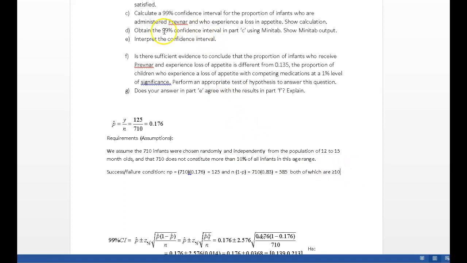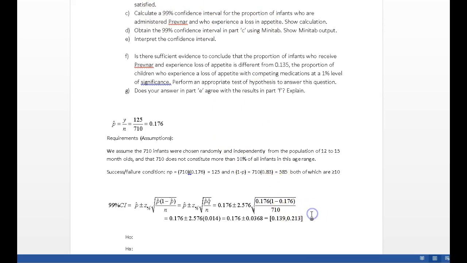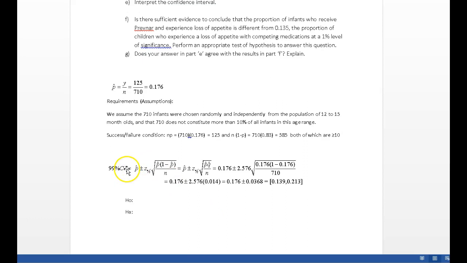All right, next thing says, obtain a 99% confidence interval using Minitab, and up above we got to do it by hand as well. So, all right, here it is by hand. Confidence interval on our proportion. We take our sample proportion p hat, which worked out to be 0.176, plus or minus.